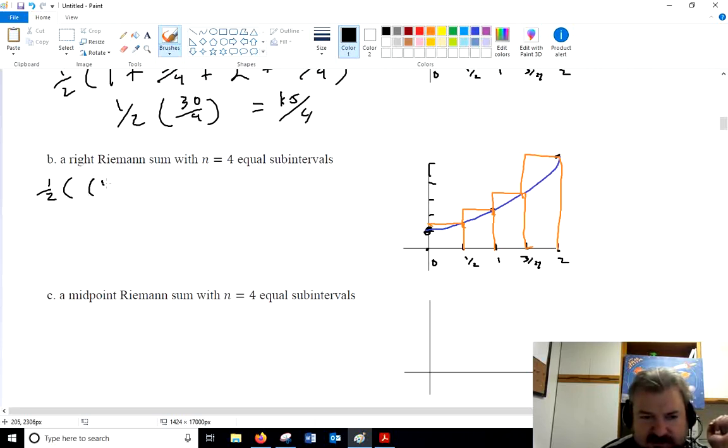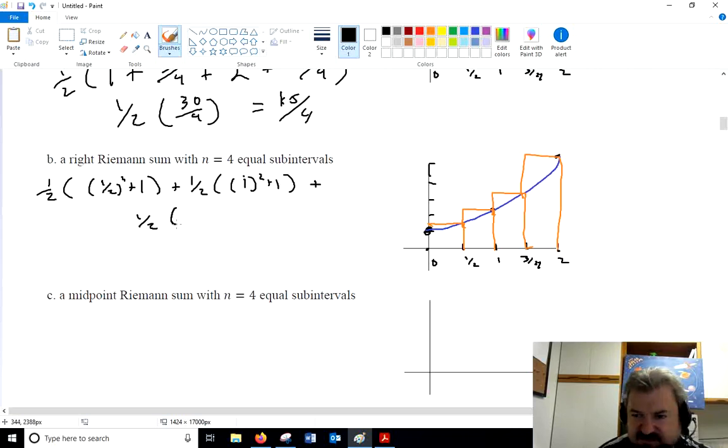So I'm going to just plug it in. 1/2 squared plus 1 plus 1/2 times, let's see here, that's 1 squared plus 1 plus 1/2 times, that's 3/2 squared plus 1 plus 1/2 times 2 squared plus 1. And that's a perfectly fine answer on a free response question. We could go ahead and figure it out. I'll go ahead and have the calculator give it to me just because I think it's interesting while we're learning this.